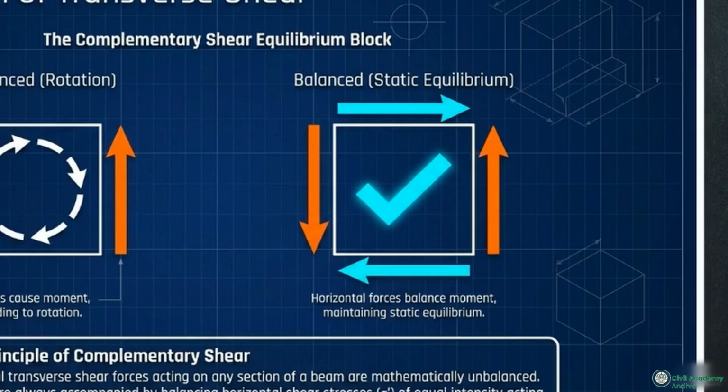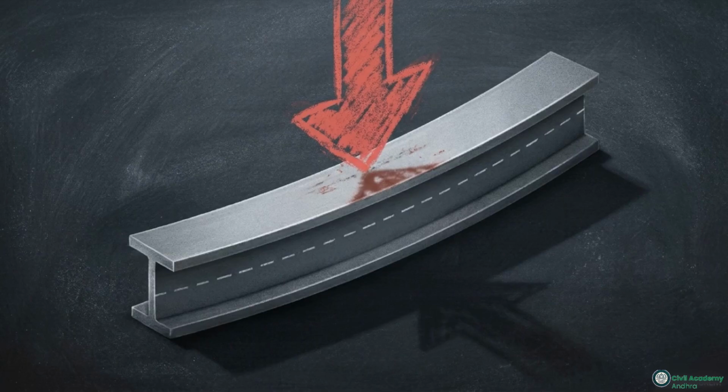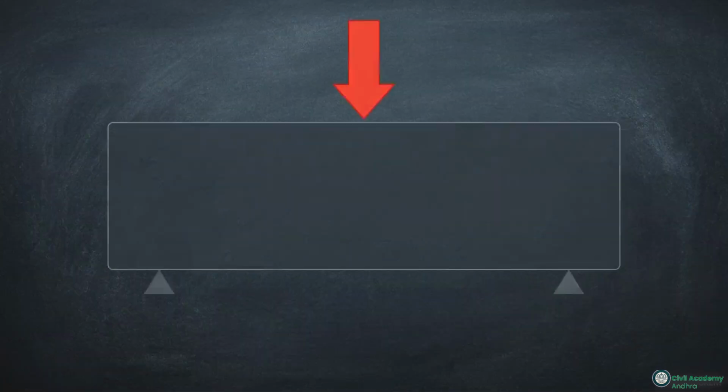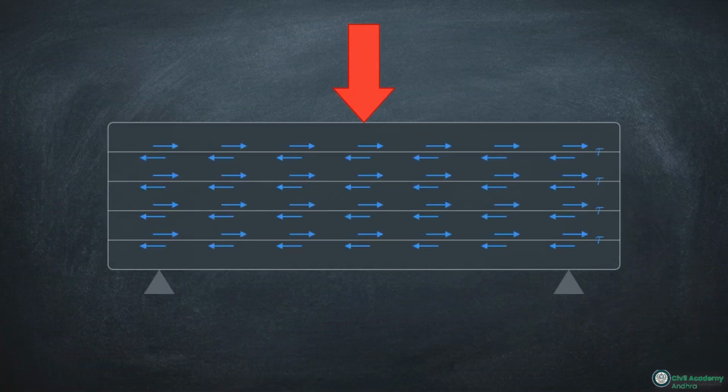The structure maintains stability through the principle of complementary shear. The vertical forces are instantly accompanied by horizontal shear stresses of equal intensity along the top and bottom faces of the cube, neutralizing the rotation and establishing static equilibrium. This principle dictates that any vertical transverse load applied to a structure requires the existence of these horizontal sliding forces along the longitudinal layers of the material.